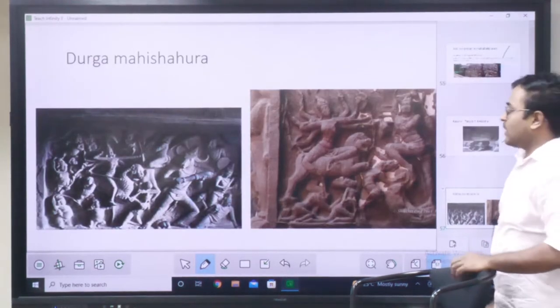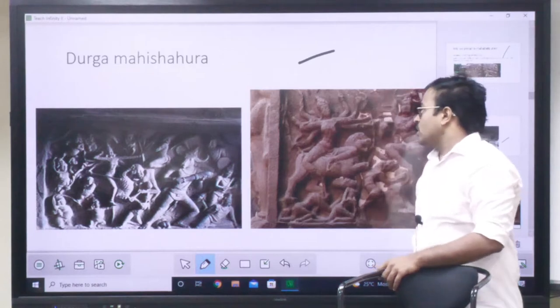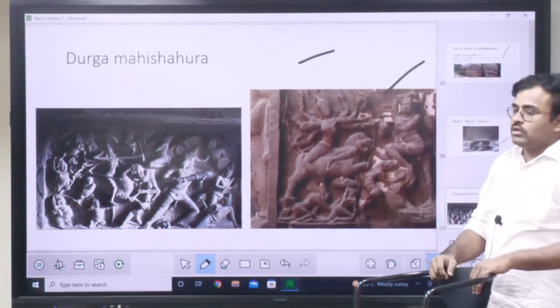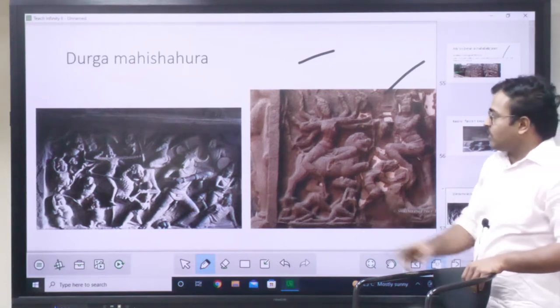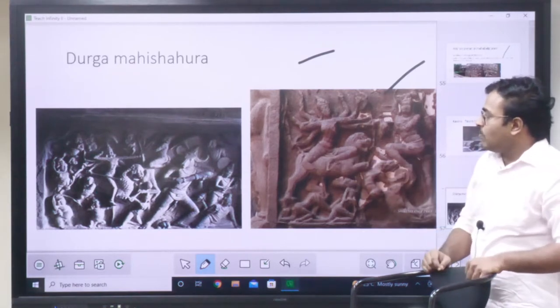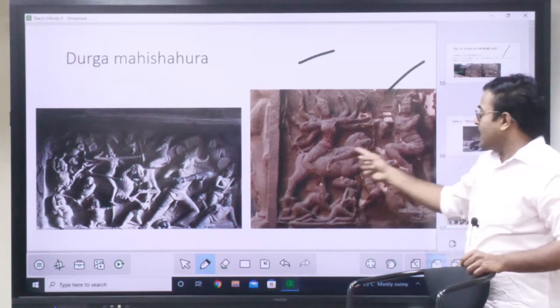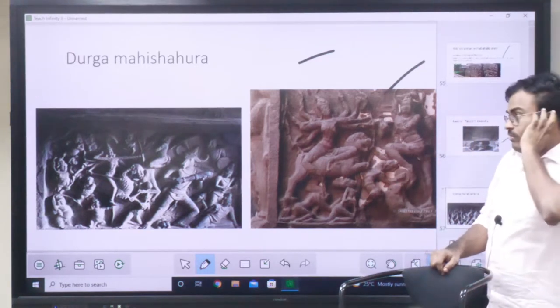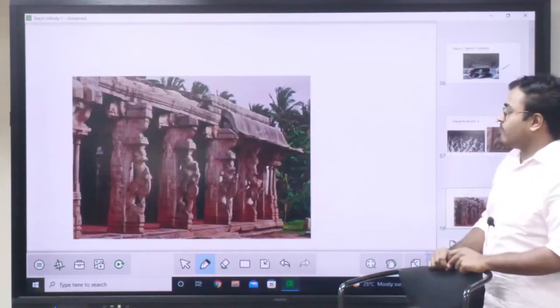Then the next one is the Durga Mahishasura image. I think one is Ellora and this is Mahabalipuram. Durga is hunting down the buffalo demon called Mahishasura, and she is also riding a lion. This is Mahishasura Mardini Durga, a prominent one.